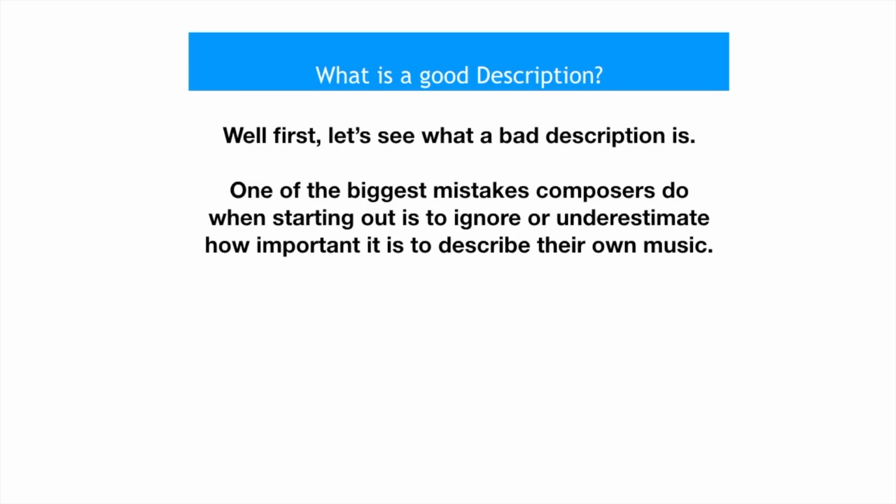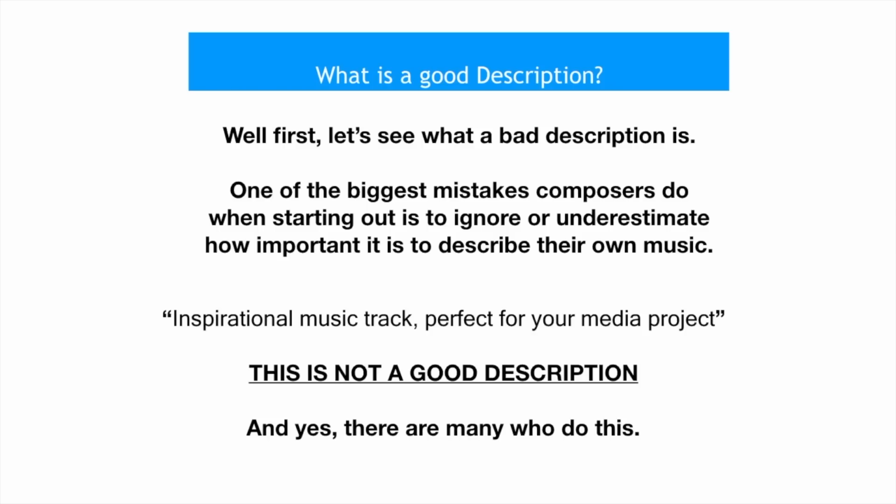One of the biggest mistakes composers do when starting out is to ignore or underestimate how important it is to describe your own music. This is a mistake I did in the beginning, and I suffered a lot when it came to describing my own music, and had a lot of problems in actually using keywords in the description. Now, "inspirational music track, perfect for your media project" is not a good description. This is so minimal. This is something I did in the beginning because I was afraid to actually describe my music track, and this does no favor to your music. It doesn't help the client or the customers to be able to find your music track.